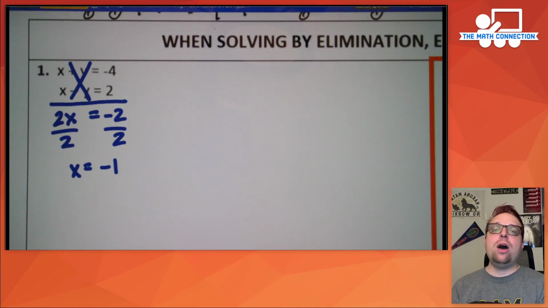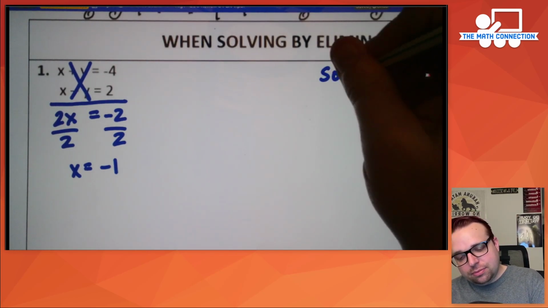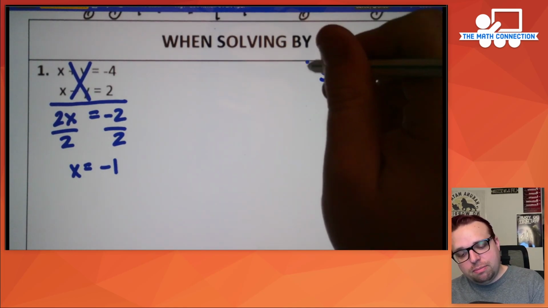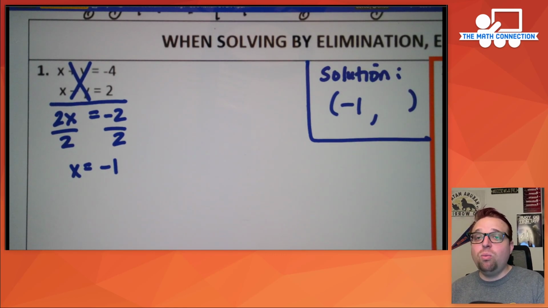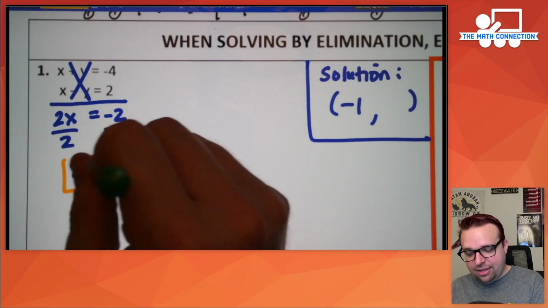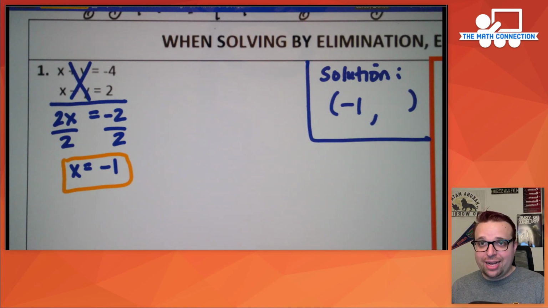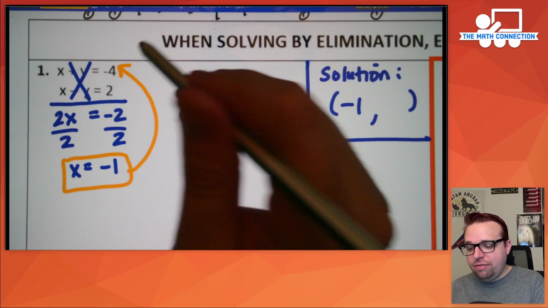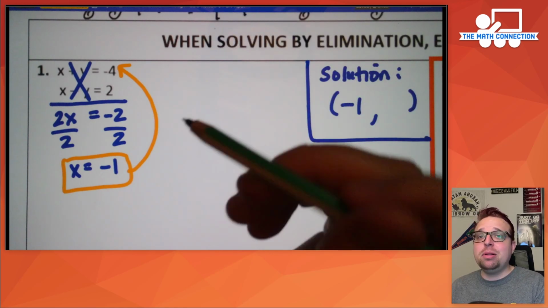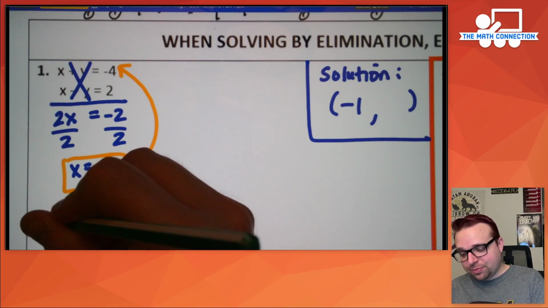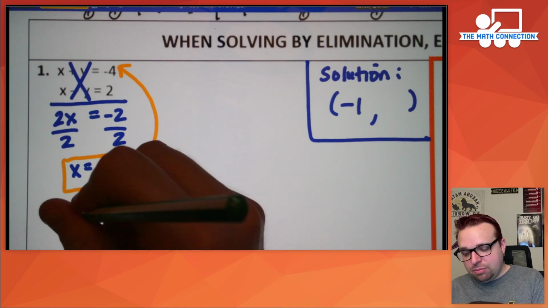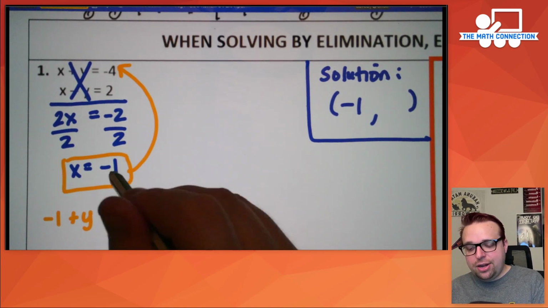Okay, so we now know the x part of our solution. If I draw a little solution box over here, I know it's going to be a point, and I know the x value is -1. So what's the y value? All you have to do, and I'll switch colors to show it, is take the value you just solved for x and go back and pick either one of the original equations and plug in -1 for x. So I'm going to pick the first equation, which was x plus y equals -4, but I know x is -1.